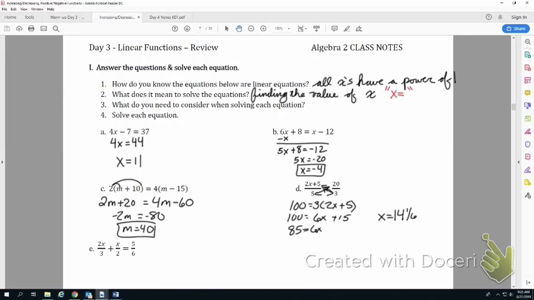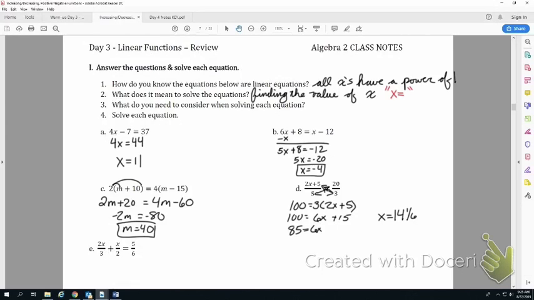Between 3, 2, and 6, what would my common denominator be? 6. Okay, so 6 is the lowest. I could do 12, but if I do 6, I don't have to change the last fraction, and the math is going to be a little bit easier. So let's go with 6.